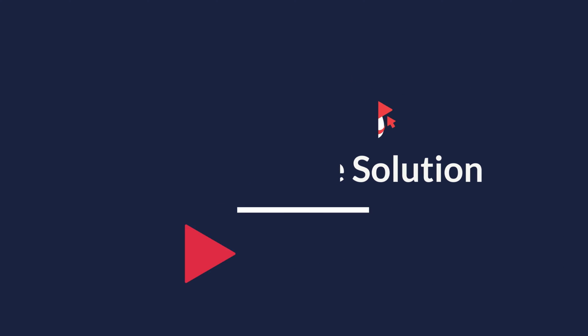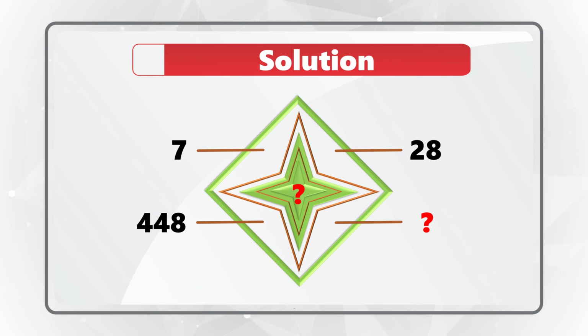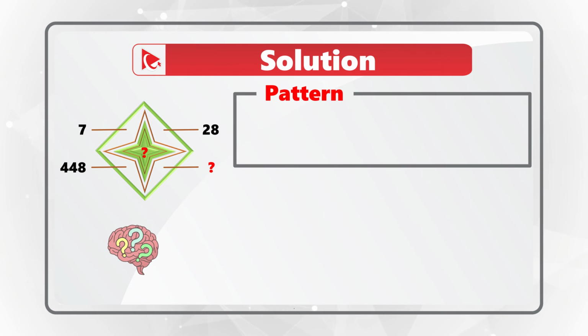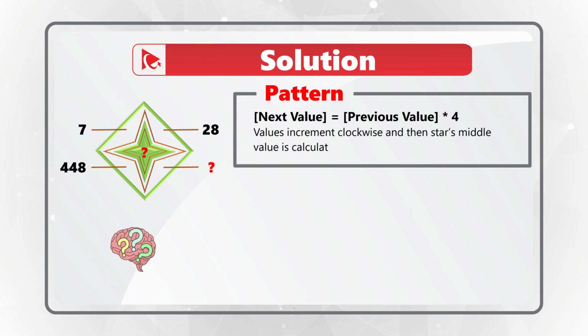If the problem seems very unusual for you, the process of solving it is very typical. You need to look for patterns. And the pattern here is that the next value is calculated as the previous value multiplied by 4. Values increment clockwise starting at 11 o'clock, and the missing value in the middle of the star is calculated last.